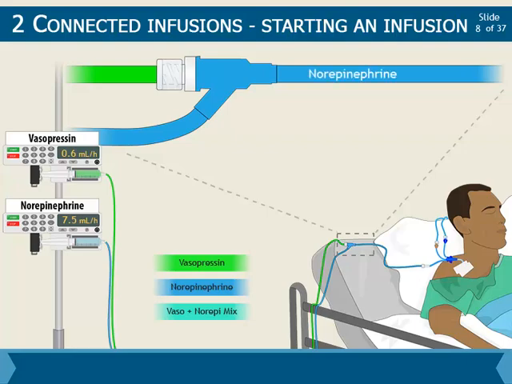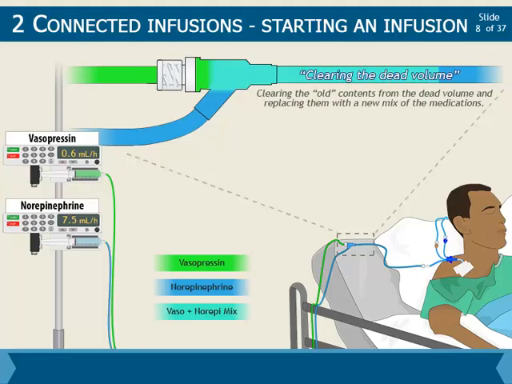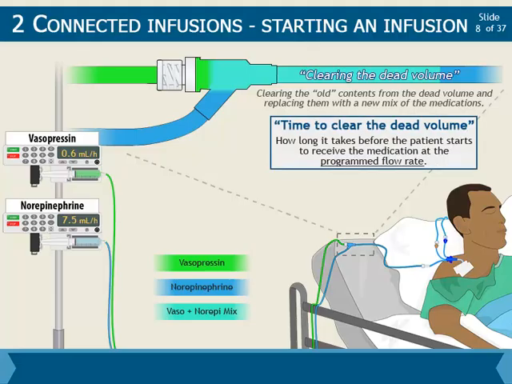When we start the vasopressin pump, it starts to push vasopressin into the dead volume, but it must fully propagate through the dead volume before it actually starts to reach the patient. Let's refer to this propagation as clearing the dead volume, as you are essentially clearing the old contents from the dead volume and replacing them with a new mix of the medication. The time to clear the dead volume, meaning how long it takes before the patient starts to receive the medication at the programmed flow rate, will depend on a couple of factors.